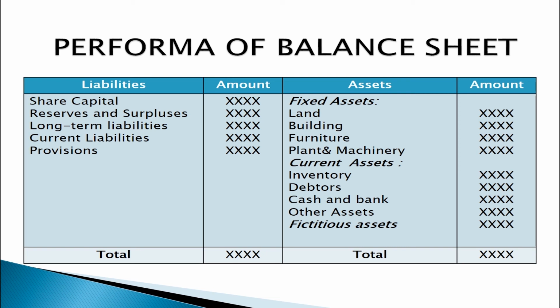On the other hand, assets include fixed assets, which is further classified into land, building, furniture, and plant and machinery. Another type of asset is current assets, which includes inventory, debtors, cash in bank, and other assets. And at last, there is fictitious assets. Now, there is a point to be noted that the total of assets and liabilities side always tallies.